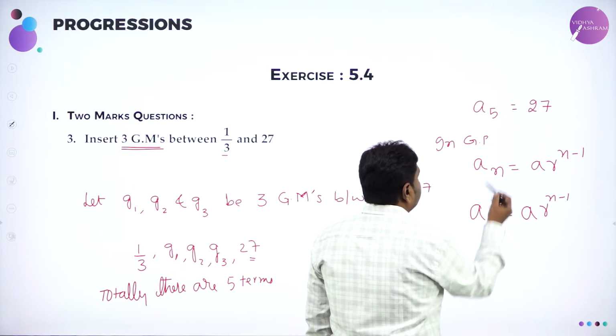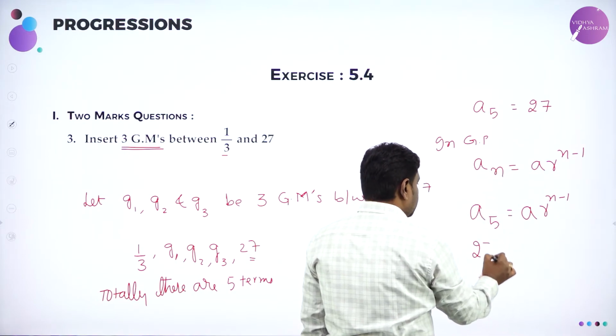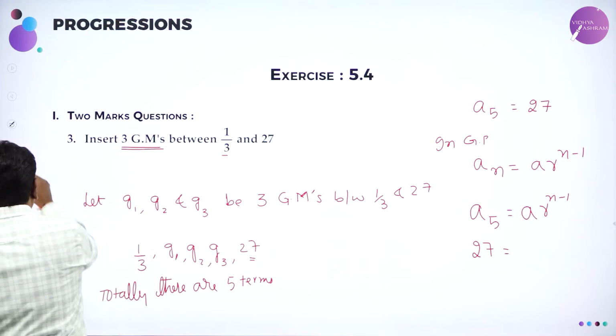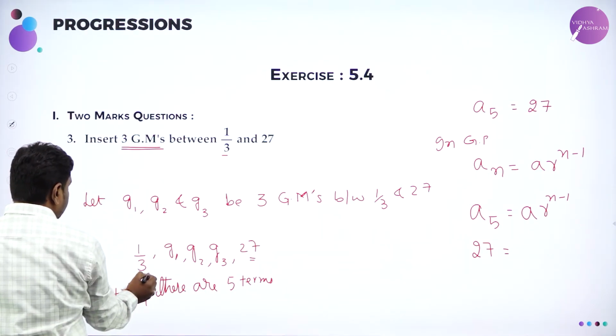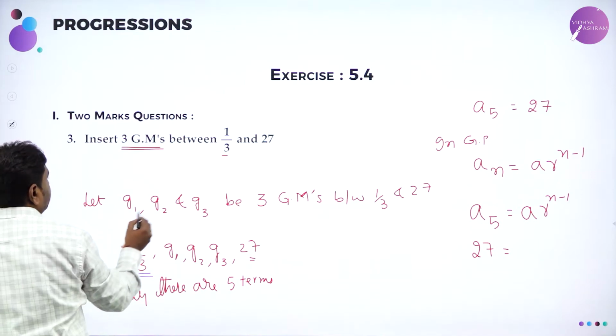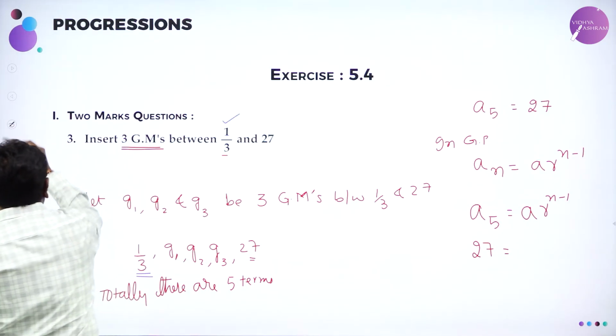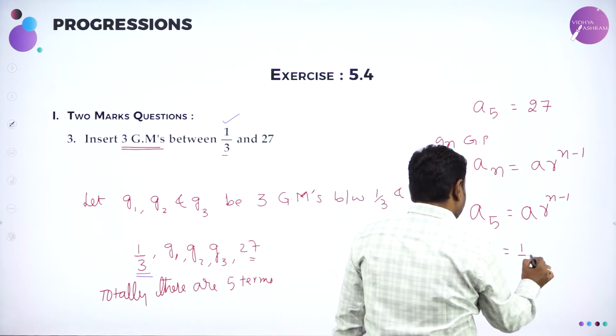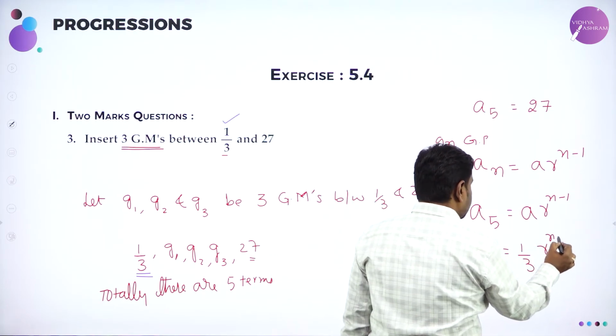Now coming to the point, A5 value is 27, substitute it. A means first term. What is the first term? The first term they gave is 1 by 3. It is given here. So now substitute it. It will become 1 by 3 into r power n minus 1.